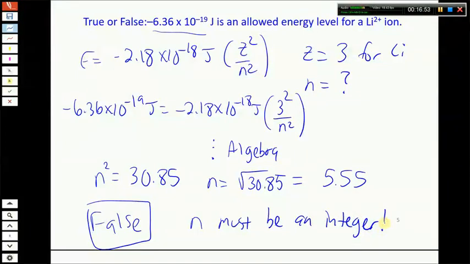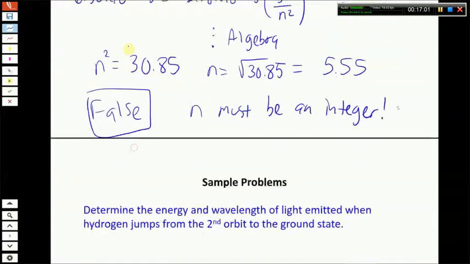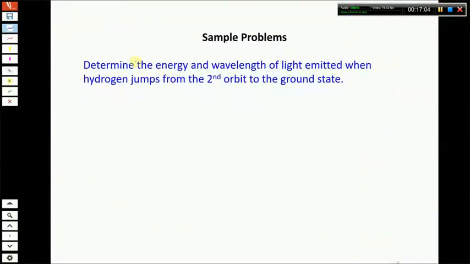Alright, so that's one way we could use this equation, just to figure out whether this is an allowed value. But again, the more common ways are going to be talking about absorption and emission of photons. Alright, so let's do one here.